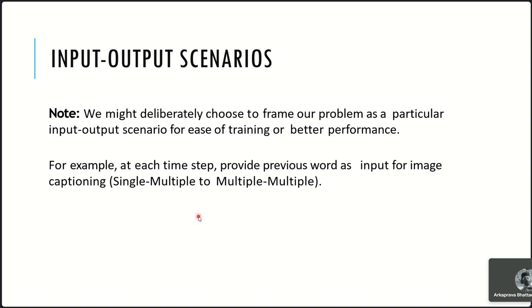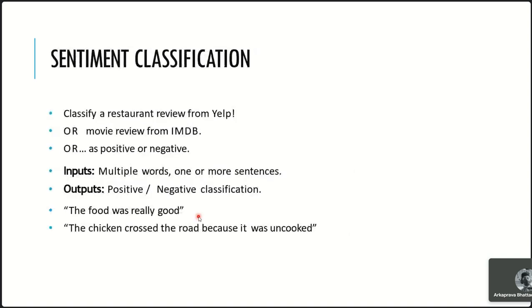So whatever application you have in hand, based on that, you would take the input-output scenario. Now let's see examples for these input-output scenarios. The first is sentiment classification. Examples are classifying a restaurant review from the Yelp app, a movie review based on IMDb scores, or just saying if a sentence is positive or negative. The inputs would be multiple words or maybe one or two sentences, but the output is just a positive or negative classification, either a yes or a no.